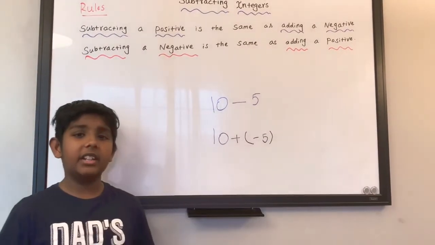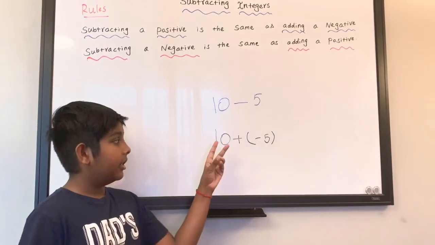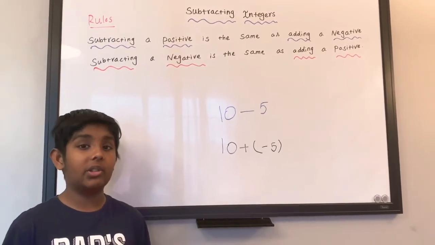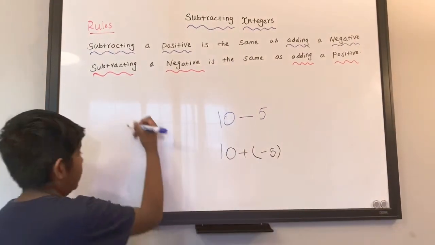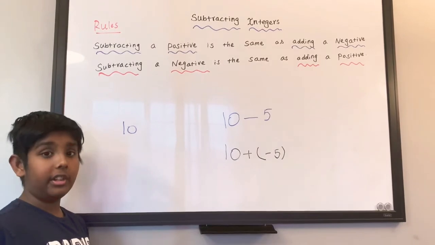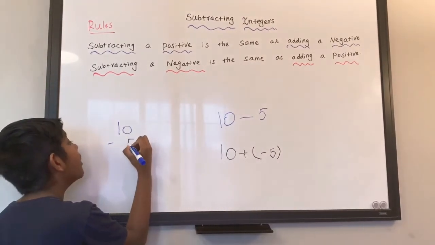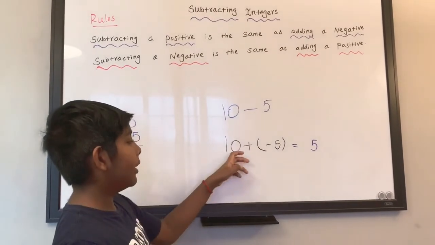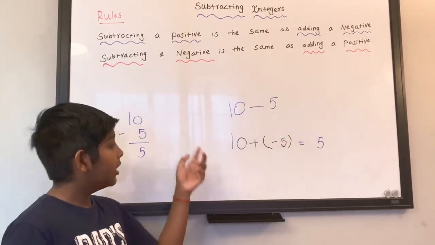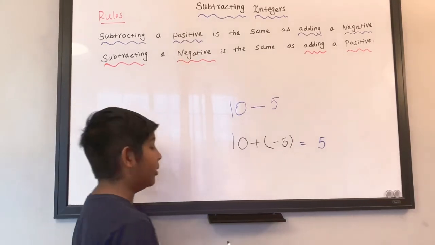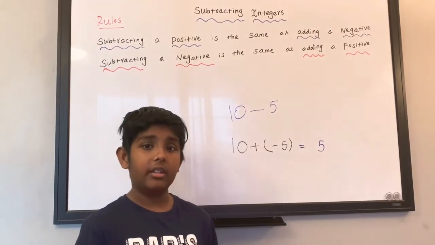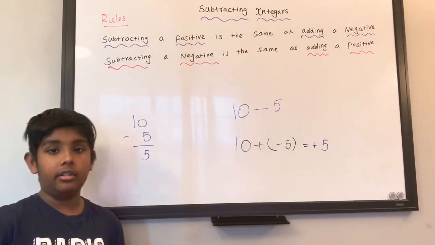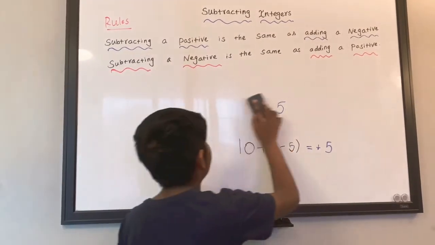Remember in our adding integers, we learned the rule: if there are two different signs, like positive 10 and negative 5, we have to subtract both those numbers. So let's do 10, because that's the biggest number, so that's why we're putting it on the top, and then take away 5. So that is going to be 5. And then which number is bigger, 10 or 5? 10 is. So what is the sign for 10? Positive. So the sign is positive, so we can put positive 5 like that. Okay, let's do some more questions.